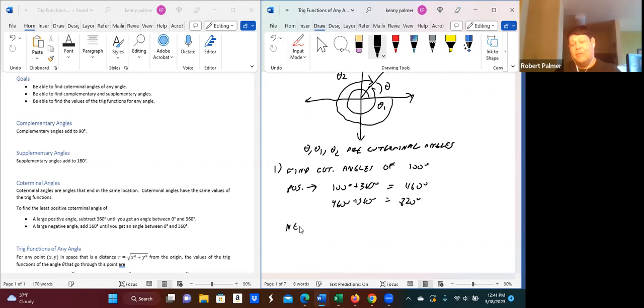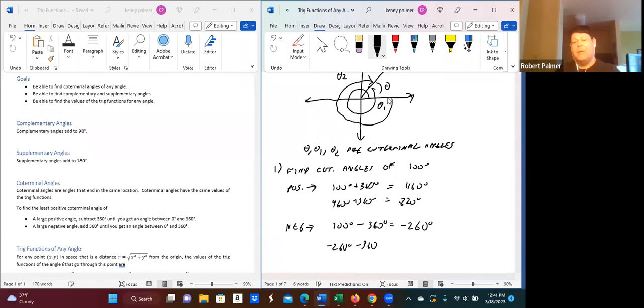I'm going to do negative coterminal angles and just take 100 degrees and subtract 360 from it. That's going to be negative 260 degrees. Then if you want to find another negative coterminal angle, just do negative 260, once again minus another 360 from that.